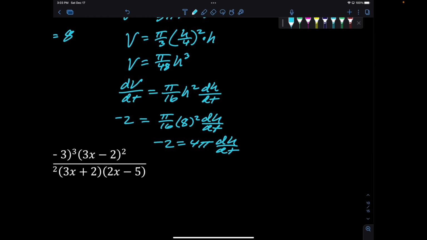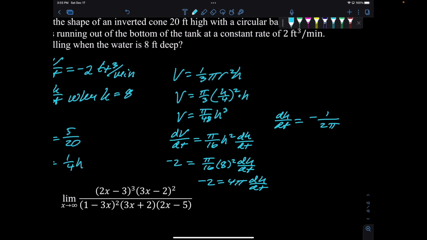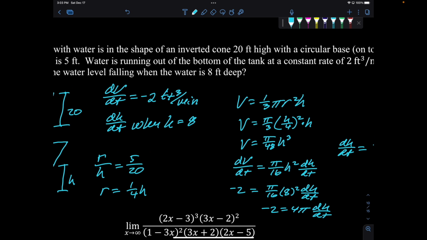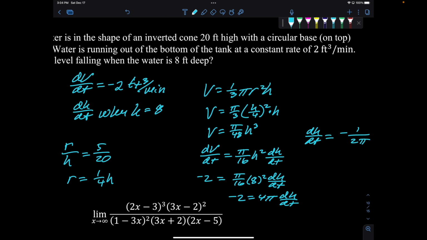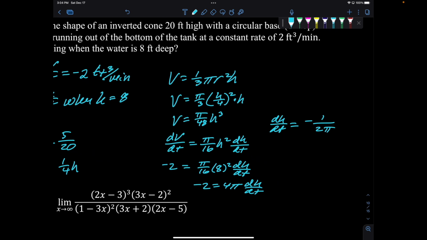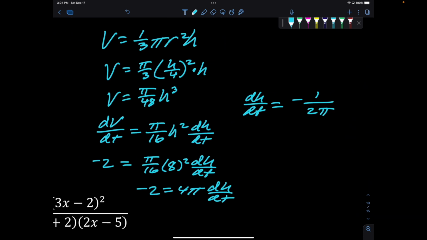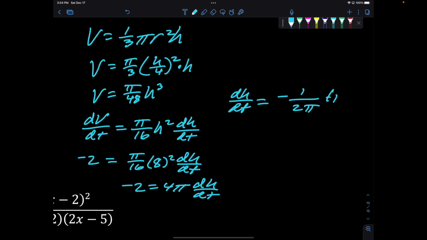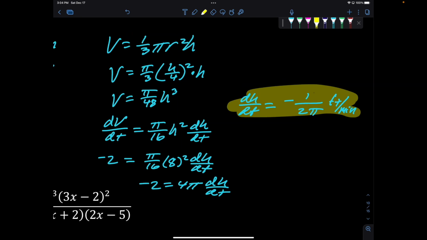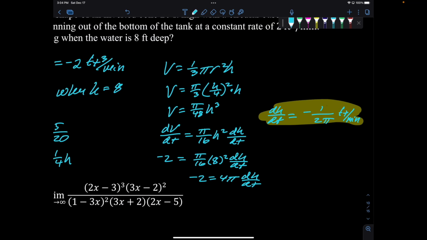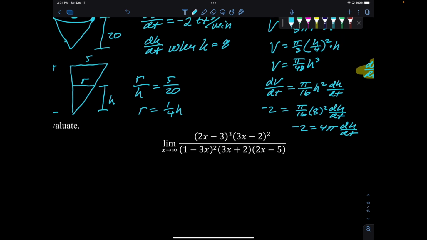And then finally, I'm going to write it over here, I guess. dH/dt is -1 over 2π. And then the units for this should be the same as the units for, well, the volume is in feet cubed per minute, so this will be feet per minute. There we go. This is the answer that we are looking for, grossly highlighted. Okay, let's do another one.